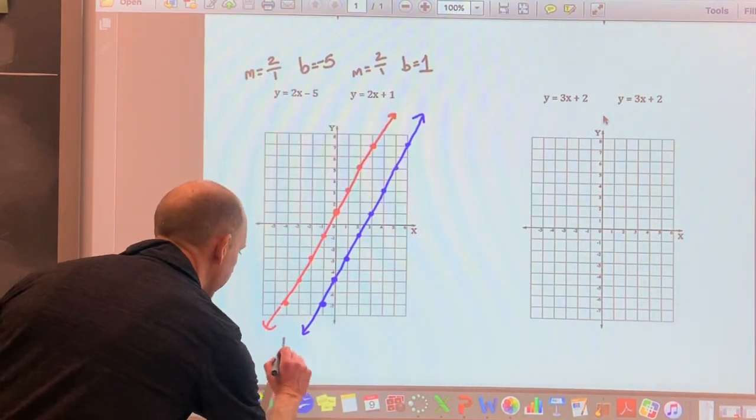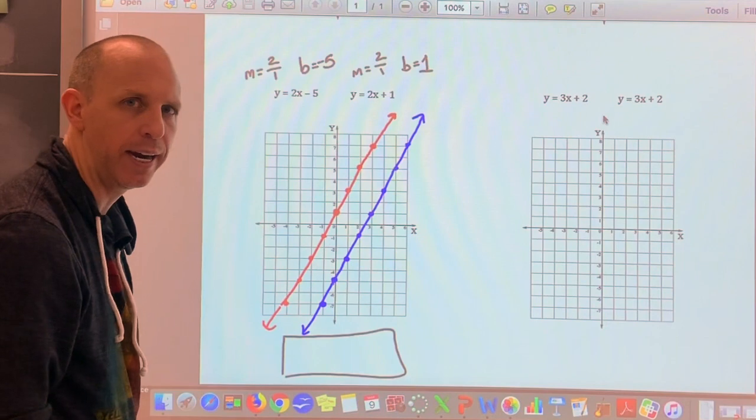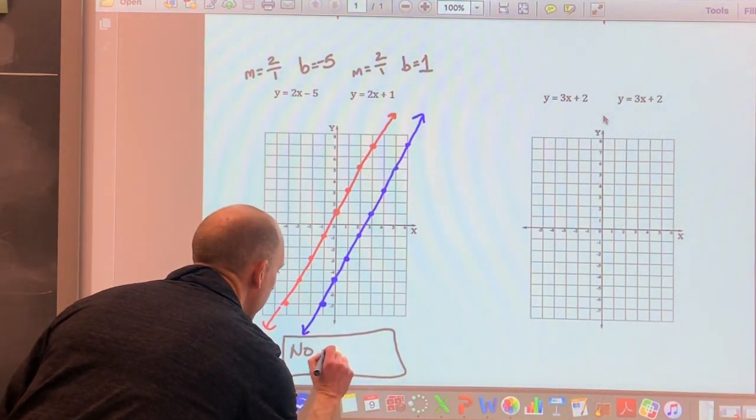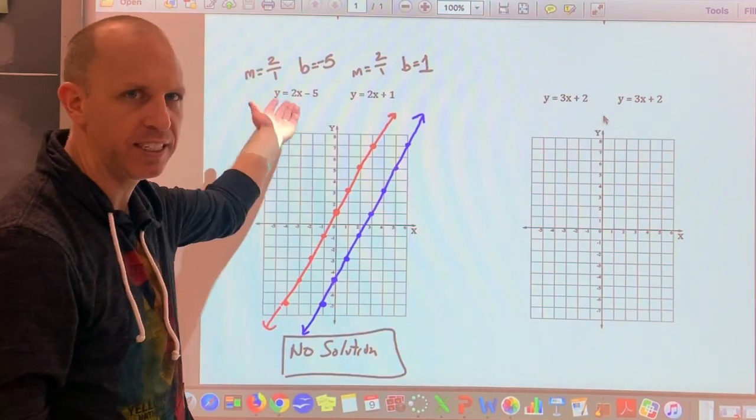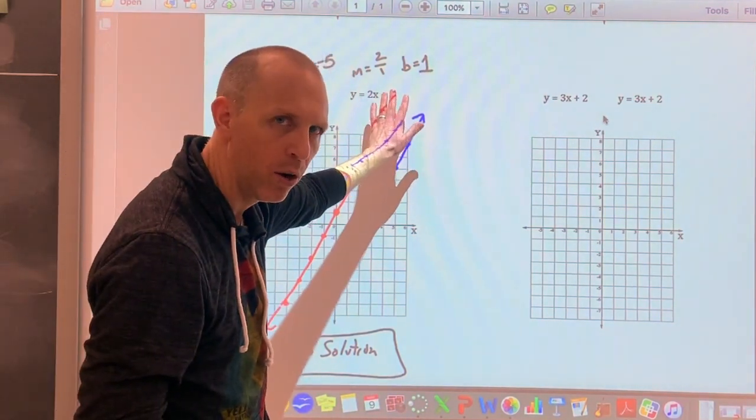They're actually what we call parallel lines, and they're parallel because they have the same slope. So what is our answer here? Our answer here is no solution. There is no ordered pair that would work for this equation and work for this equation.